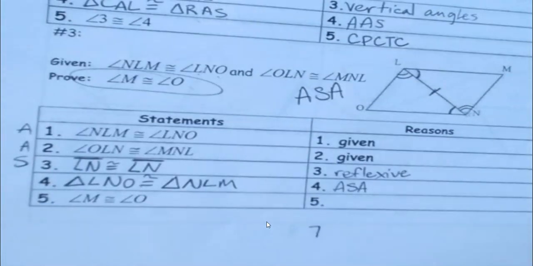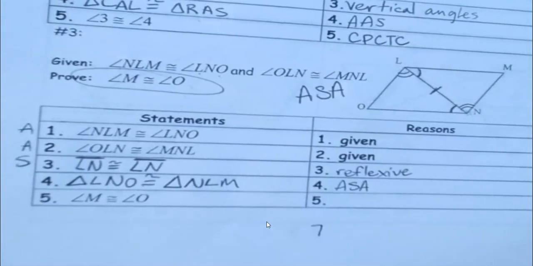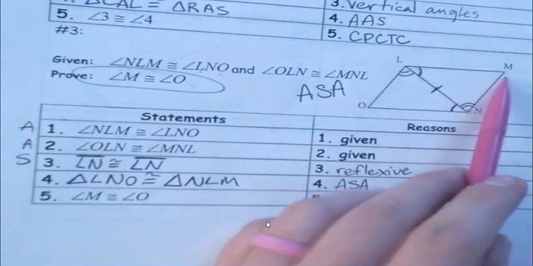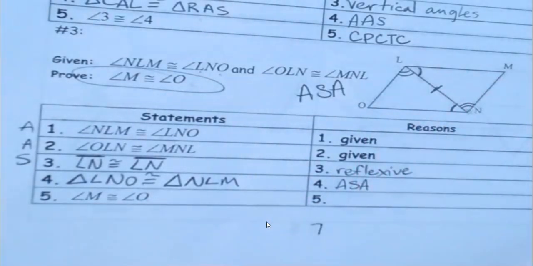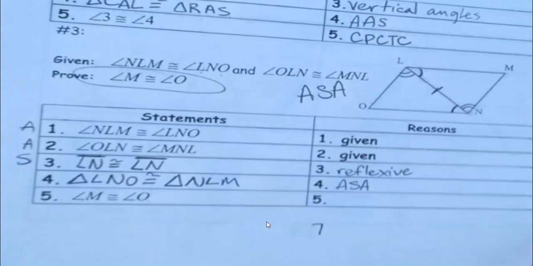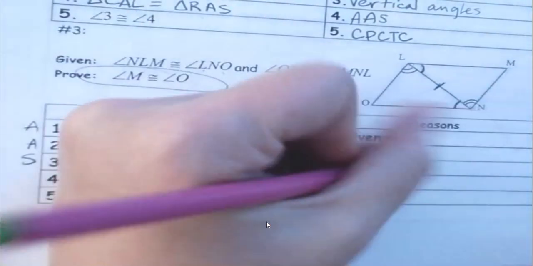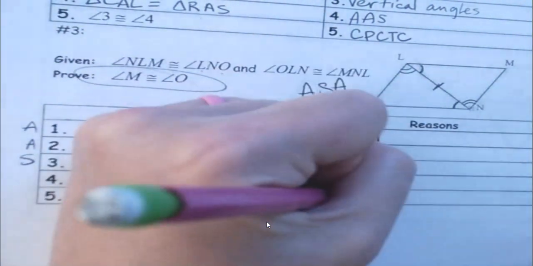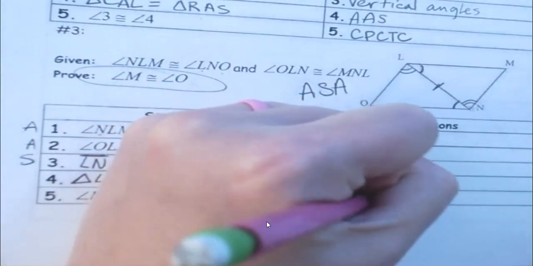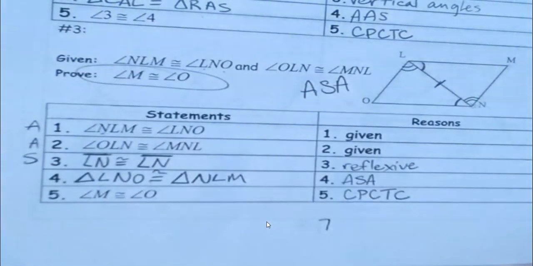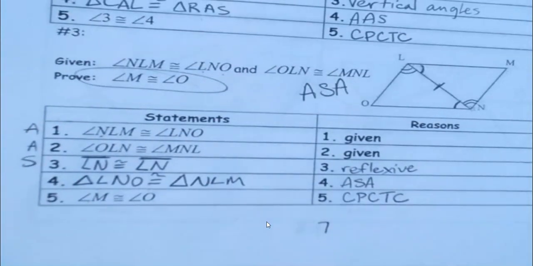Then the last one is the only new thing we're talking about today. Angle M is congruent to angle O. Well, it's not marked in the picture. How do we know that? Because we've already proved those triangles congruent. Therefore, it's going to be congruent by CPCTC, or corresponding parts of congruent triangles are congruent. Just a lot of letters, but all you have to do is write the letters. And then that's it for today. It's really just the same thing we did yesterday, but it adds one extra step to the end.